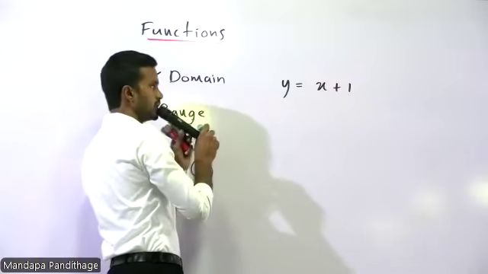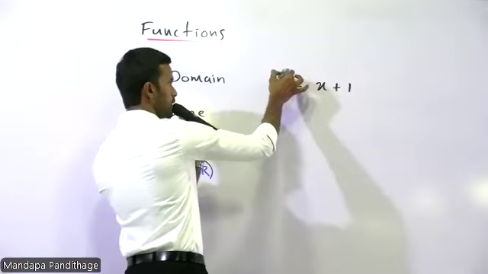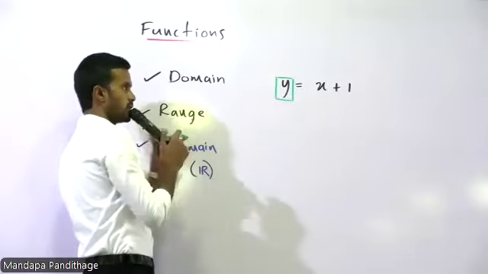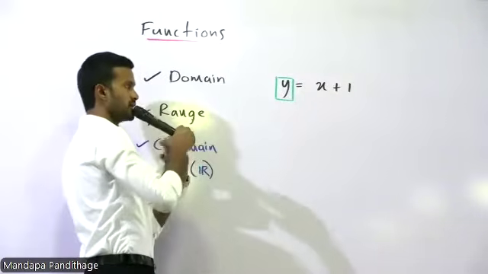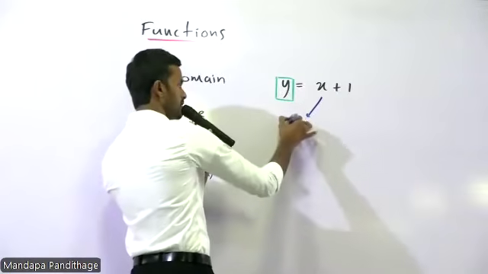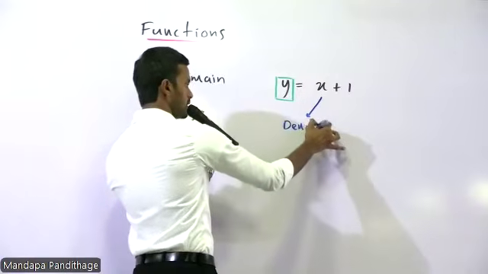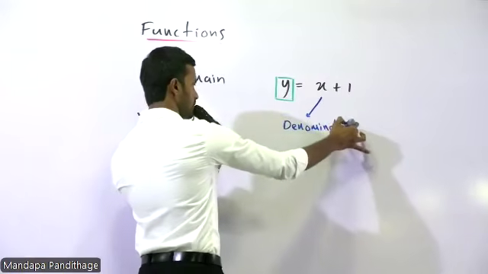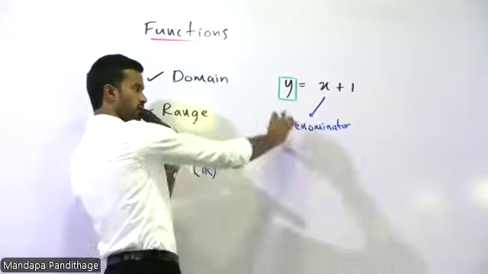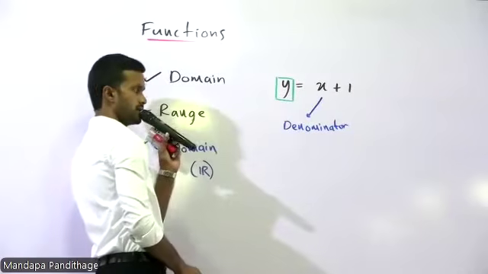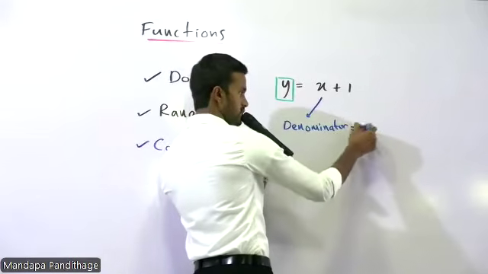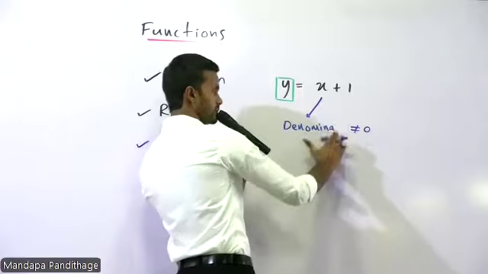For this purpose, you have to check whether there is a square root in your function or whether there is a denominator. There are two checks. Check whether there is a denominator, and if there is, take out the values that make the denominator 0, because that is not defined in maths. If there is a denominator, it can't be 0.